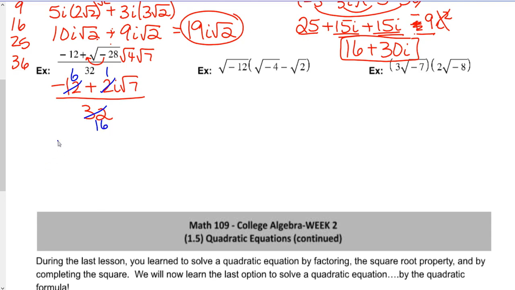So here comes our final answer. Negative 6 plus, I'm not going to write that 1. I'm just going to write it as i root 7 all over 16. And that's going to be our final answer. Okay?